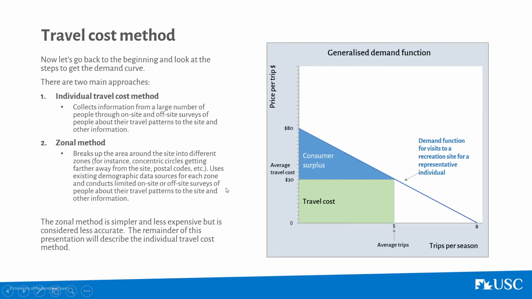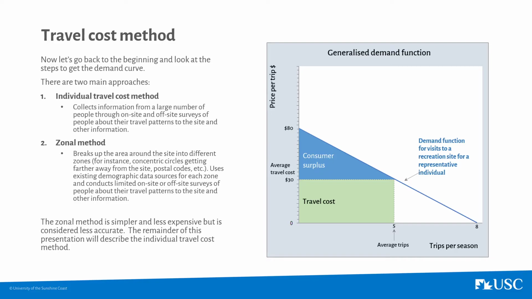There's a second, simpler method, and that's called the zonal method. The zonal method breaks up the area around the site of interest into different zones. For example, if we were thinking about Kakadu Park or Uluru or Mooloolaba Beach, we would establish a set of zones around that. This might be concentric circles moving further and further out from the site. We could use postal codes or cities or some other measures to establish these different zones. The purpose here is to simplify the method so that we would assume that everybody within a particular zone would have the same travel costs.